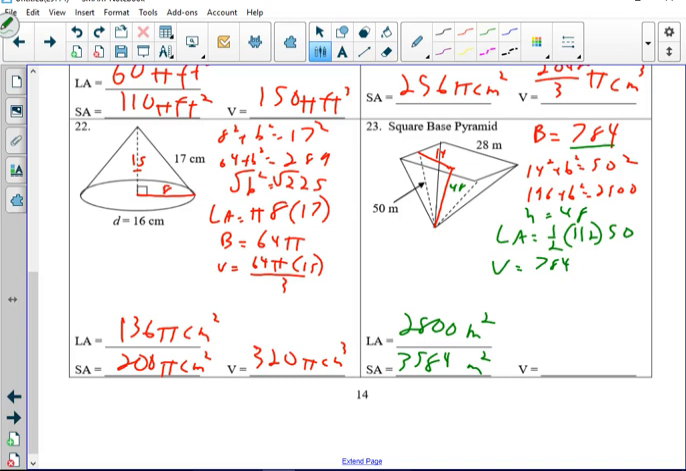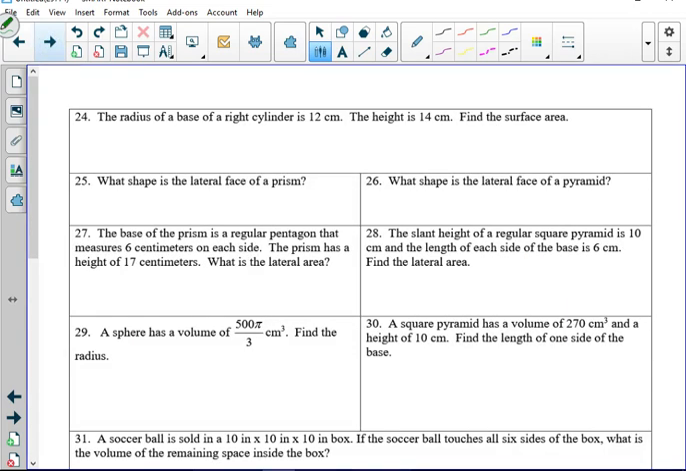The volume is 784, here at the base, times the true height, 48, divided by 3. Works out to be 12,544 meters cubed. Basically the last page plus one more question.